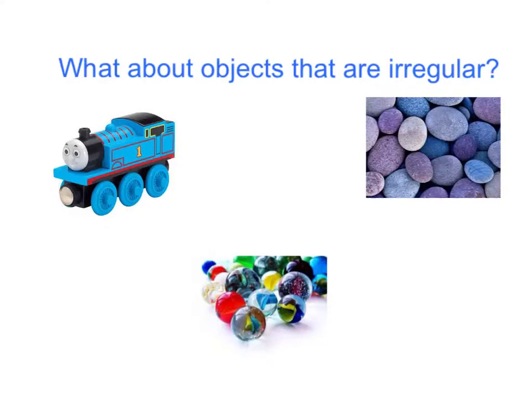Here are some of the objects that we might talk about if we're trying to find out the volume. If we had an object like a dinosaur toy or a Thomas the Tank Engine toy, or we had rocks or marbles, how would we find the volume of them? They don't have length, width and height the same way that a rectangular prism would. So how would we find this out? This is where we need to use the volume displacement method.